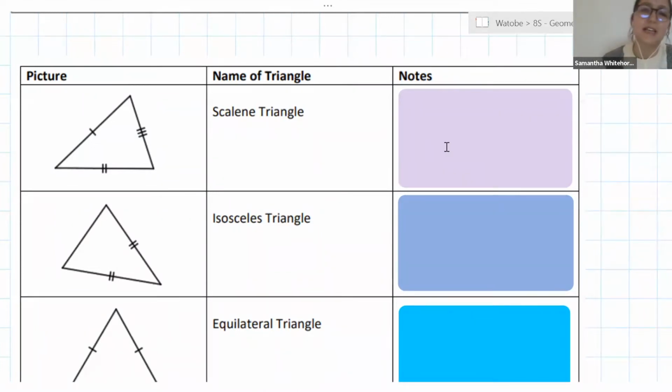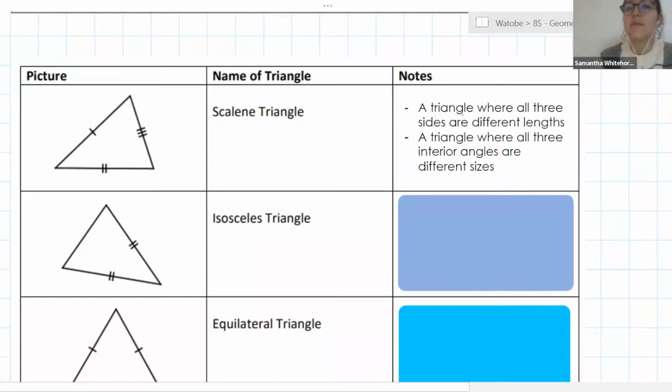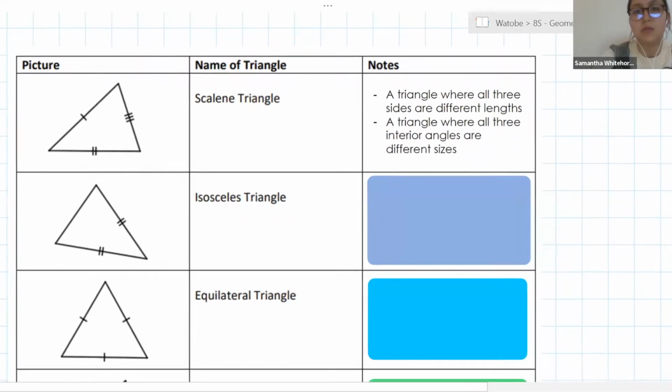Awesome. Exactly. One of the ways we can classify triangles is according to the lengths of their sides. So a scalene triangle, exactly as Naledi said, is a triangle where all three sides are different lengths. What that then means is that all three angles are different sizes. And that's one of the ways we can classify our triangle.